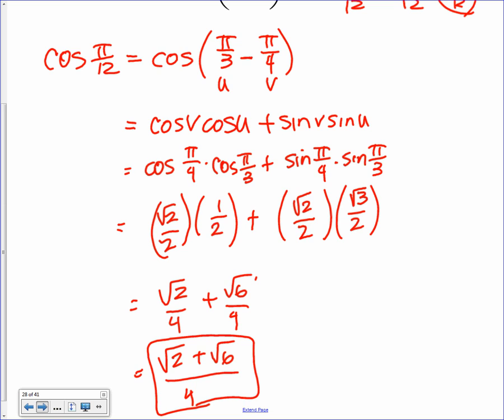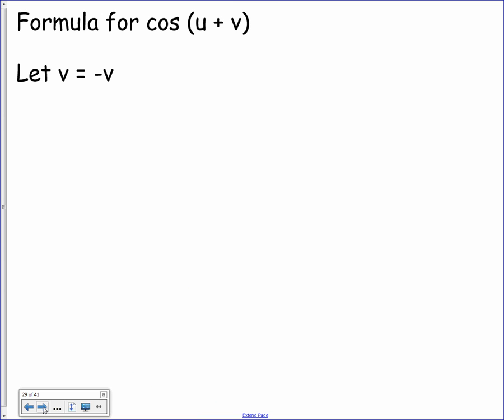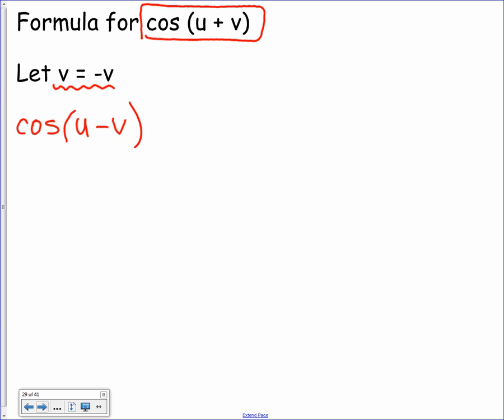Okay, let's try another one. What's the formula for the sum of angles for cosine? In this problem, we're going to switch what was v to negative v. In other words, we used to have the cosine of u minus v. Maybe I'll put this as v prime. I'm going to rewrite this as the cosine of u minus negative v, just to rewrite that. Do you see how that really is the cosine of u plus v?